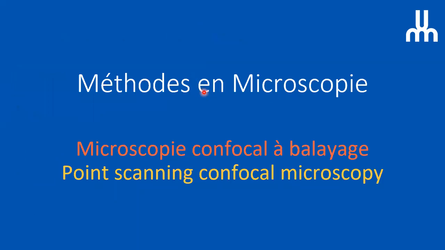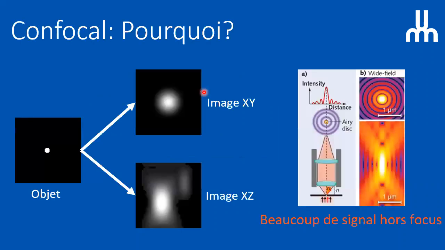So the first one that most of you might be interested in is confocal point scanning microscopy, and I'm just going to give you an example of why we use that. You know that if I image a point, I get a blurry image. This is called the point spread function. This is in X and Y, so you look flat at your sample. This is X and Z, so you look vertically at your sample. So if you have a point object, you get a blurry dot, and this is because there is a lot of signal coming out of focus.